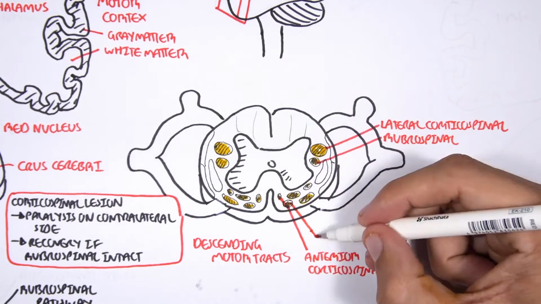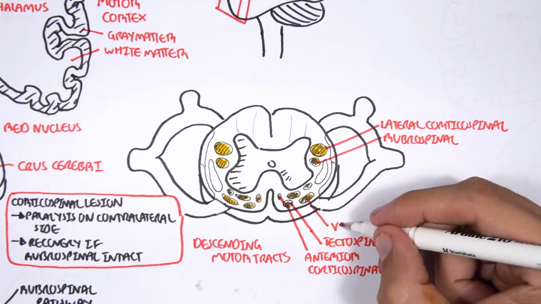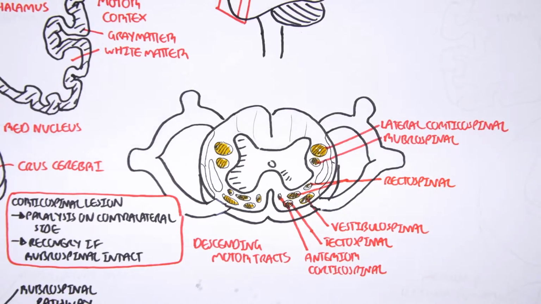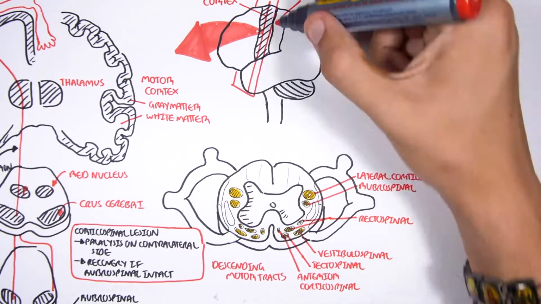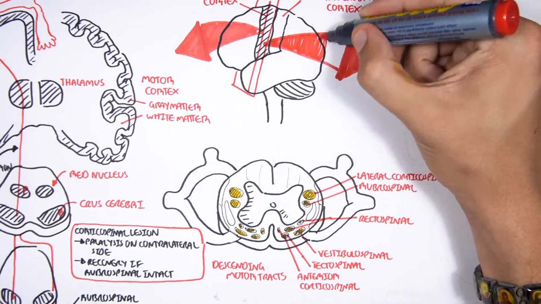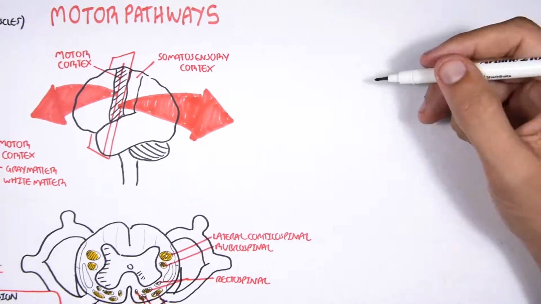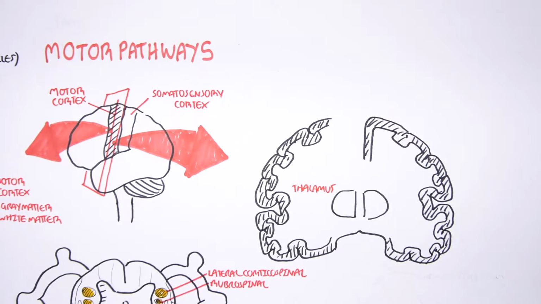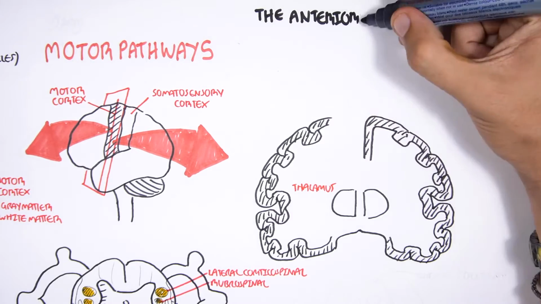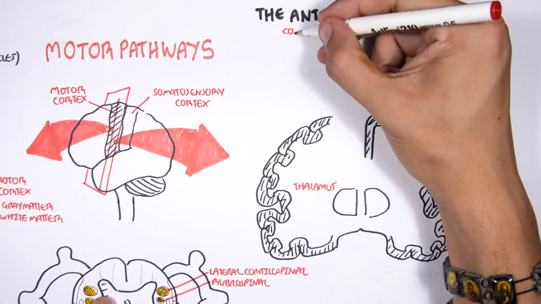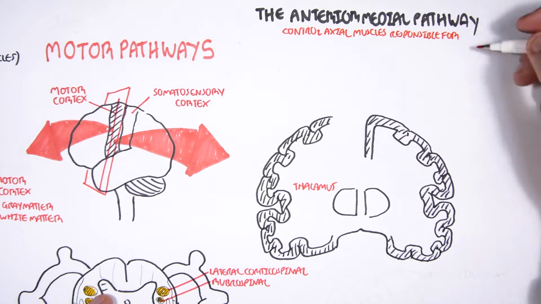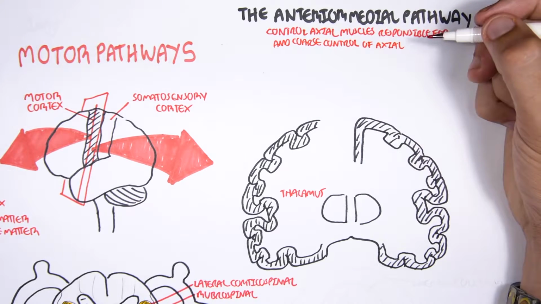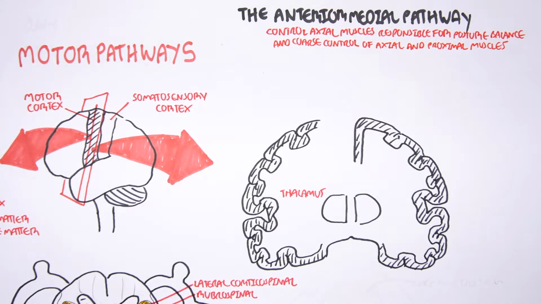Some new tracts which we will now investigate are the tectospinal, vestibulospinal, and reticulospinal tracts. Let us look at these tracts and briefly look at their functions. We won't, however, go into too much detail. All these tracts are part of the anterior medial pathway. These pathways control axial muscles, such as the spine muscles and the rib muscles, and these are responsible for posture and balance, and the coarse control of axial and proximal muscles.